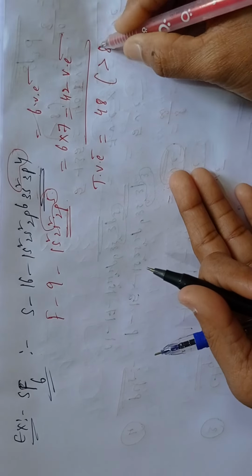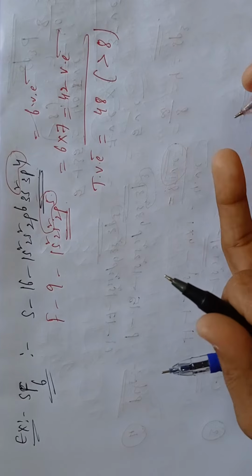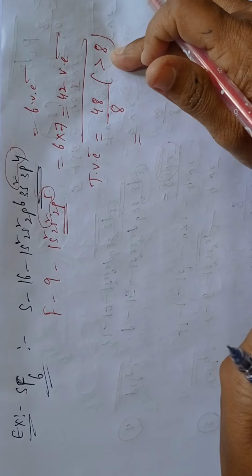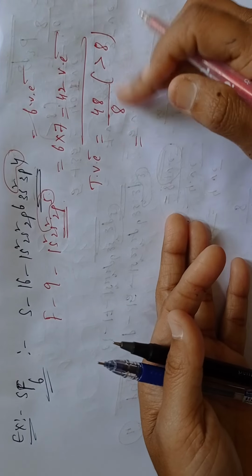It is greater than 8. Are you clear? So that's why it is greater than 8, and that's why we should divide with 8. Are you clear? This is trick number 2. It is greater than 8, that's why you should divide with 8.